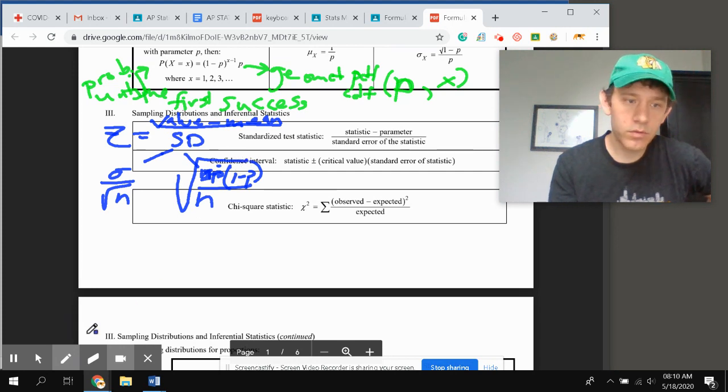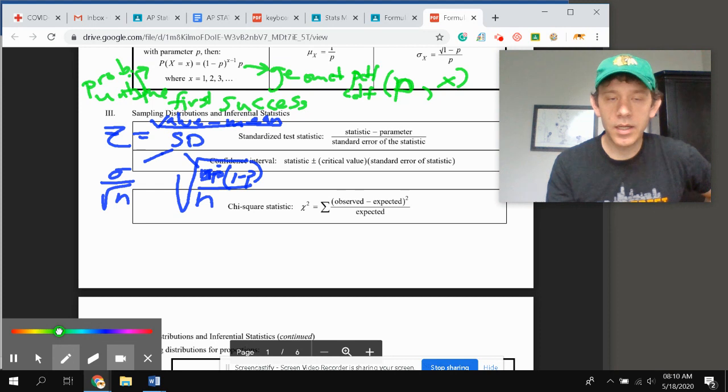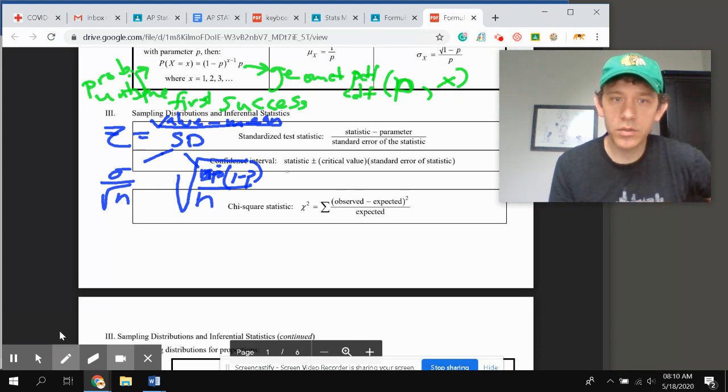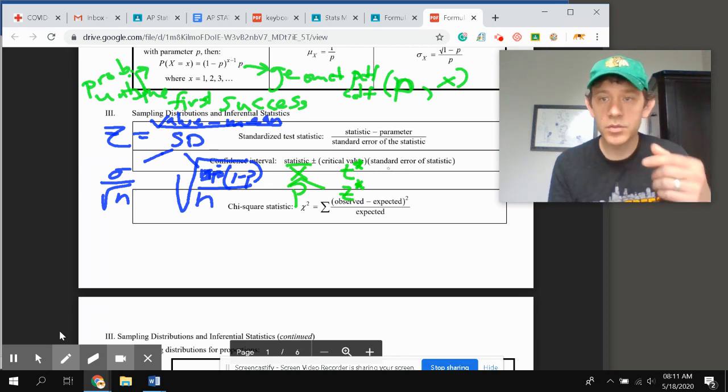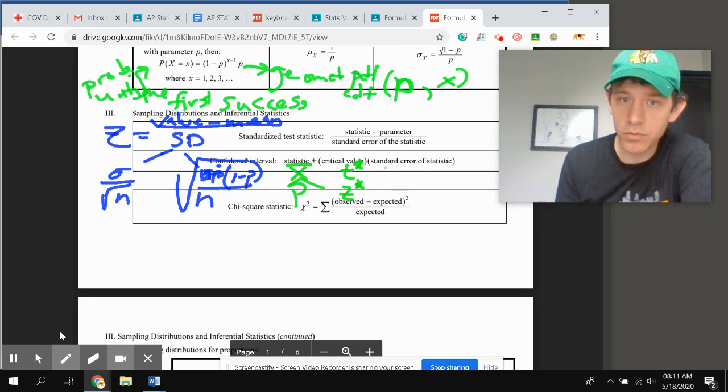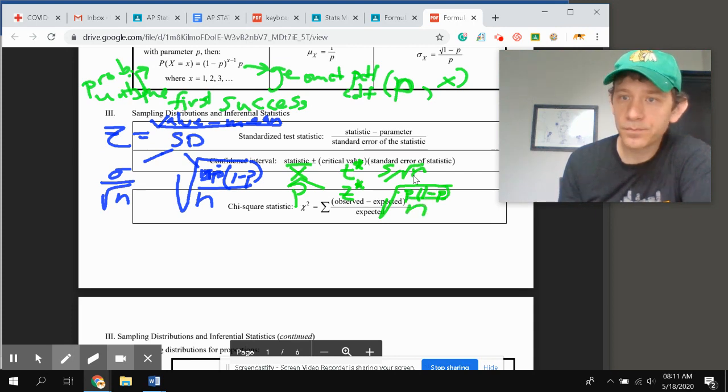There's the confidence interval that I wrote over here. The statistic could be your x bar or your p hat, depending on what you use. If it's means, it's x bar. If it's proportions, it's p hat. The critical value, if it's means, is t star. If it's proportions, it's z star. And then the standard error you can get from the formulas below. This could also be s over the square root of n, which is for means, and then the square root of p times 1 minus p, all over n. Okay, so that's the idea there.